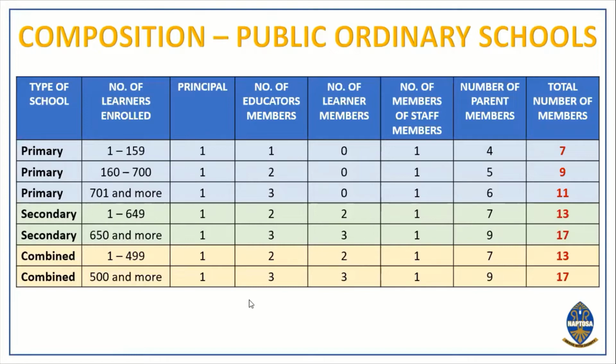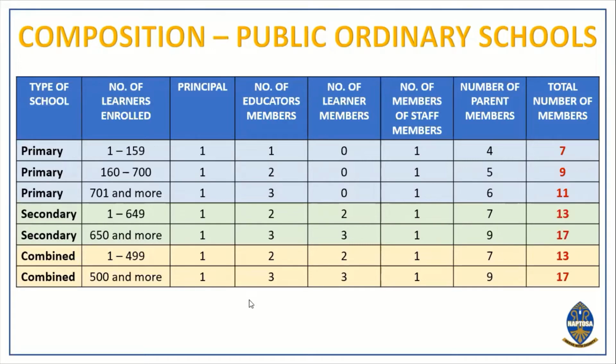The number that is elected to or eligible for a SGB depends on the size of the school, whether you are a primary or a secondary school, or whether you are a combined school. You'll see on the table the number of learners enrolled also plays a role in terms of determining how many are on the SGB. First of all, the principal, purely in his capacity as a principal, is automatically a member of the SGB. The number of educators varies from 1 to 3, depending on your learner enrollment and the type of school you are. Your learner members, now remember, that is only applicable in the high school situation where you have RCLs from grade 8 through to matric.